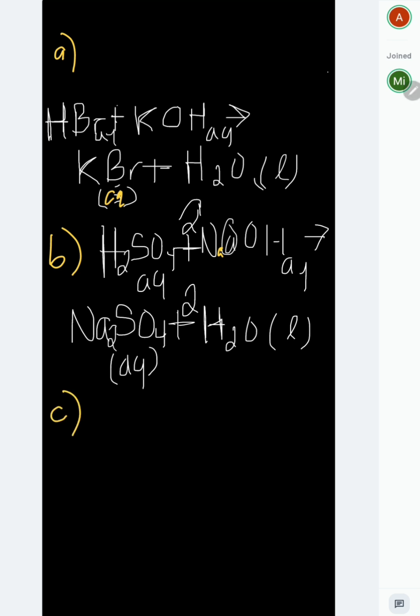Then for letter C, the reaction between calcium hydroxide and H3PO4. What is H3PO4? Phosphoric acid. Oh, I see.